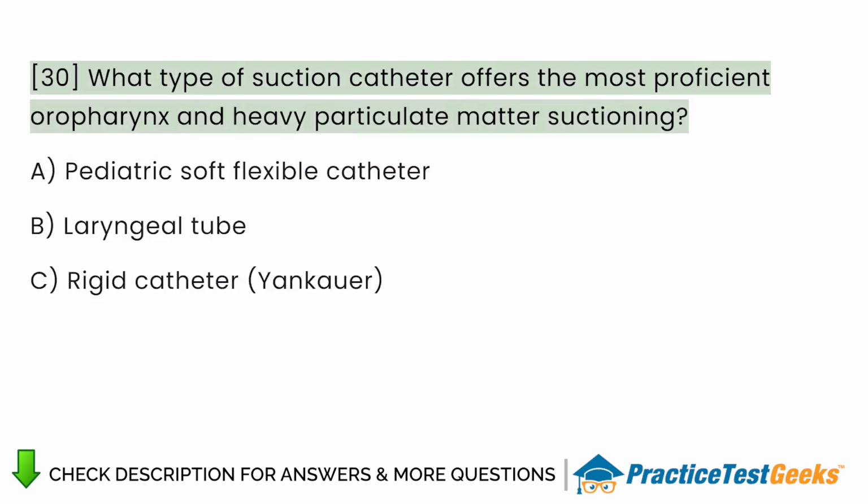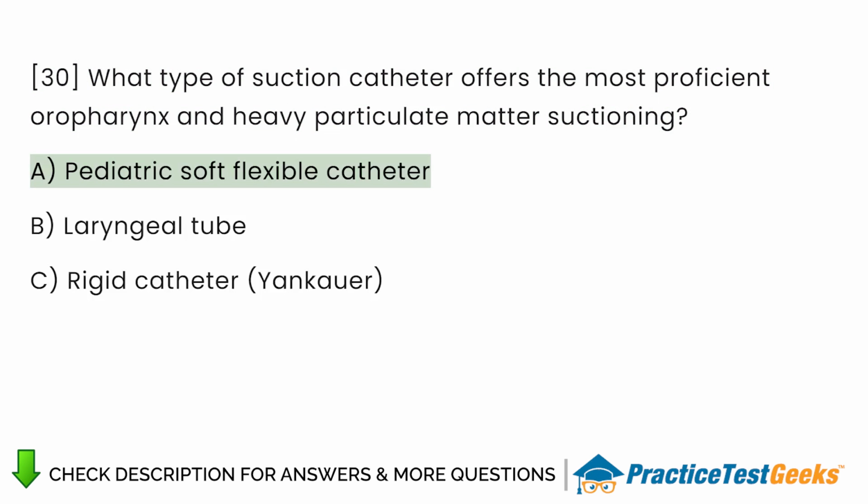What type of suction catheter offers the most proficient oropharynx and heavy particulate matter suctioning? A. Pediatric soft flexible catheter. B. Laryngeal tube. C. Rigid catheter.